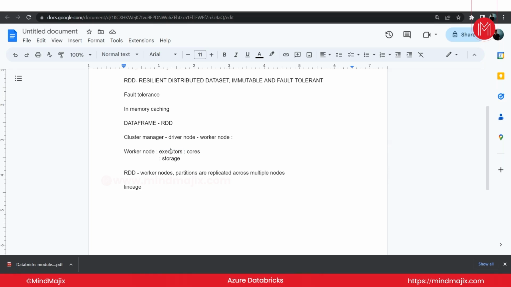Then we have the driver program. The driver program is the main program that controls the flow of the application. It runs on a separate node that's different from the worker nodes. Then we talked about RDD, the fundamental data structure. It is immutable and can be processed in parallel across the cluster. Then we have two more things, Spark SQL and Spark Streaming.